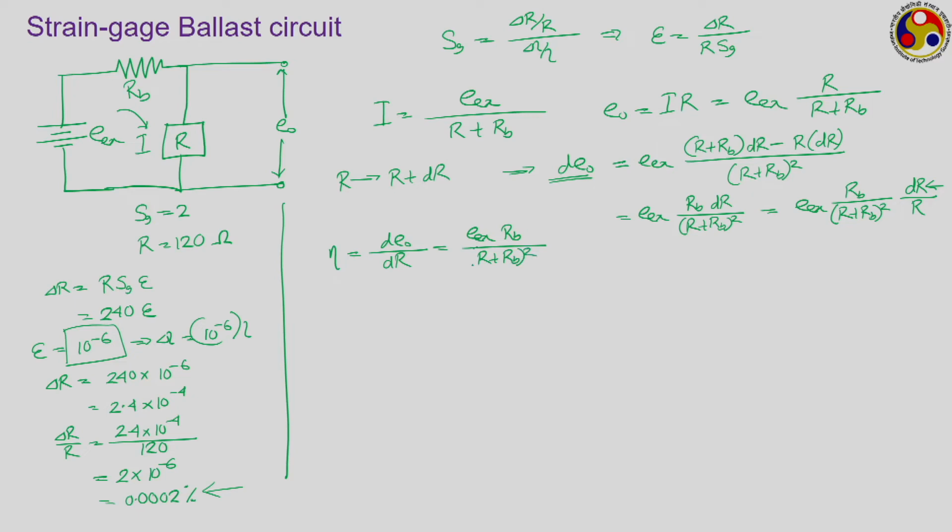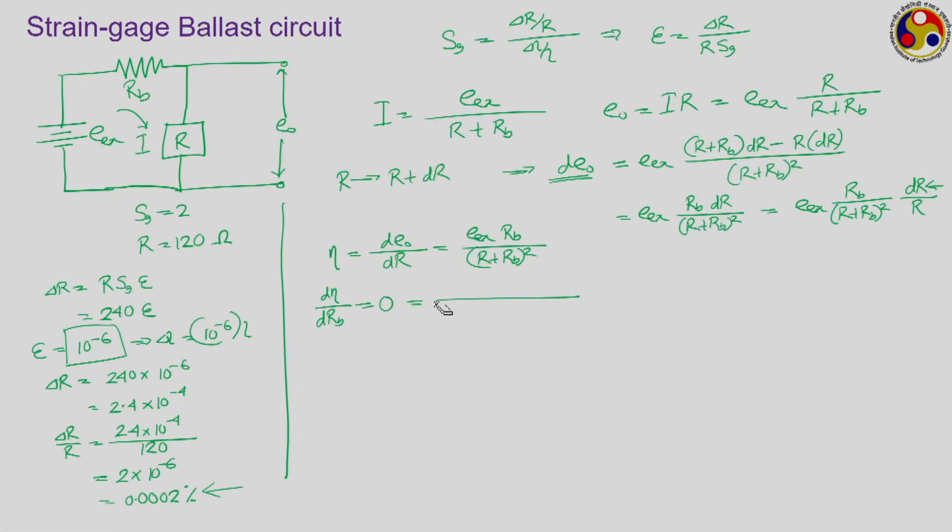Now, let us check what is the ideal value of this RB, the ballast resistance, so that we can get the maximum sensitivity of this instrument. How can we check that? That is possible if we differentiate this with respect to RB and set it to 0. I repeat, we are trying to identify the value of RB, or the relation of this RB with the initial gauge resistance R, to get the maximum sensitivity of this instrument. So, we are differentiating the sensitivity with respect to RB and setting that to 0.